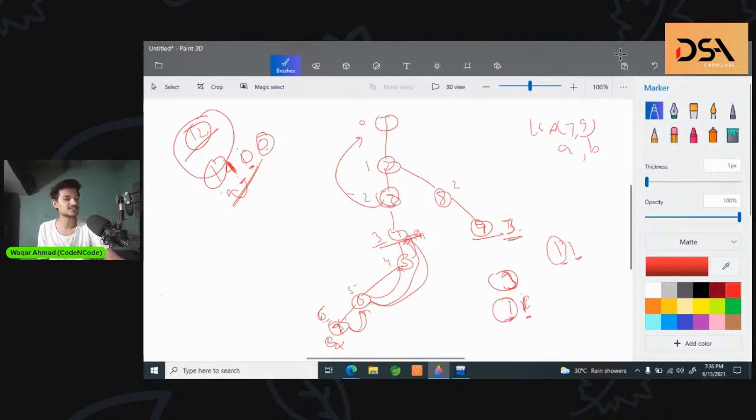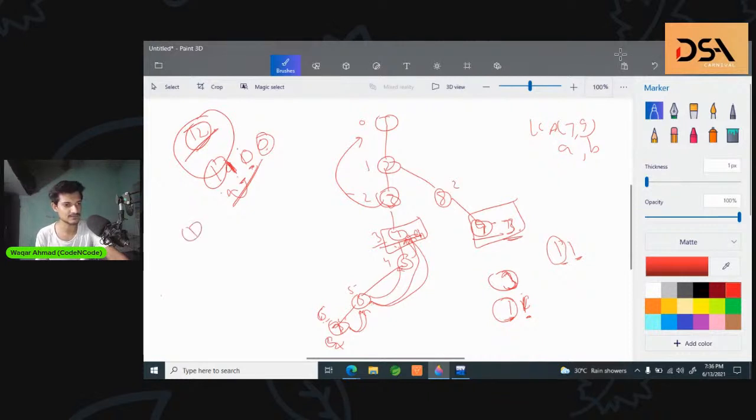So at max, how many jumps you can take? Log n jumps, right? Because each number, if you want to represent it in binary bits, takes log n space. All you have to do is log n jumps, and that's why in log n jumps these two will be on the same level. Once A is here, B is here, basically both of them are on the same level. You need to check whether both are same or not.